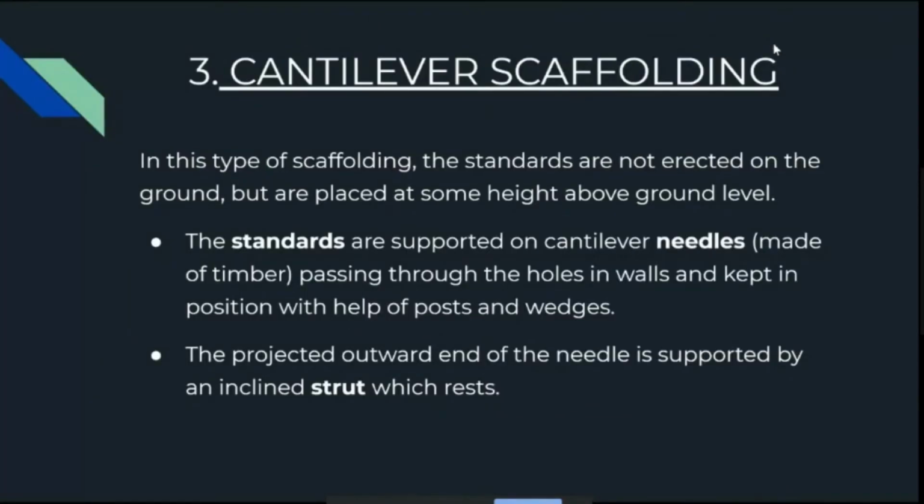The third type of scaffolding is cantilever scaffolding. In cantilever scaffolding, the standards are not erected on the ground but are placed at some height above the ground level. So the standards are supported on cantilever needles made up of timber, and holes are made into the wall, and the needles pass through the hole, and they are kept in position with help of posts and wedges on one side, and on the other side, on the outward end of the needle, it is supported by an inclined strut which rests on the windowsill.